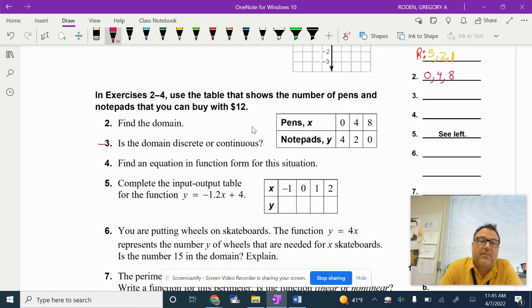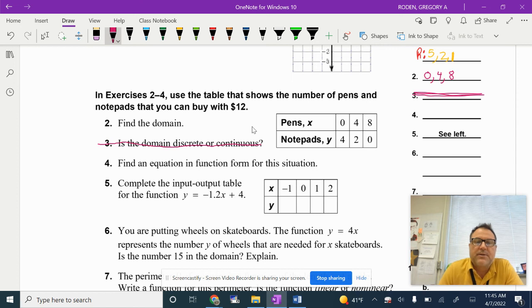Now, don't worry about discrete and continuous. So I think number 3, I want you to go ahead and just mark out number 3. We're not going to do discrete and continuous in this class. We used to do it, but they don't want us to teach that concept anymore. So I'm not going to cover discrete and continuous. So we're going to skip that one.